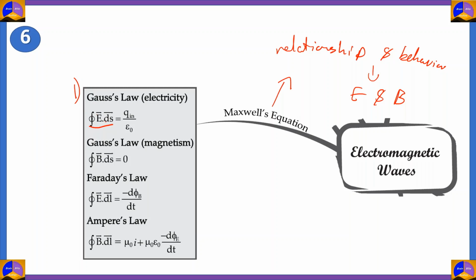So integral ds gives the surface integral, and ds represents surface area, which is small, and E stands for electric field. So integral E dot ds as a whole represented induced EMF. And so that is equal to Q, induced charge, divided by epsilon naught, which is permittivity.